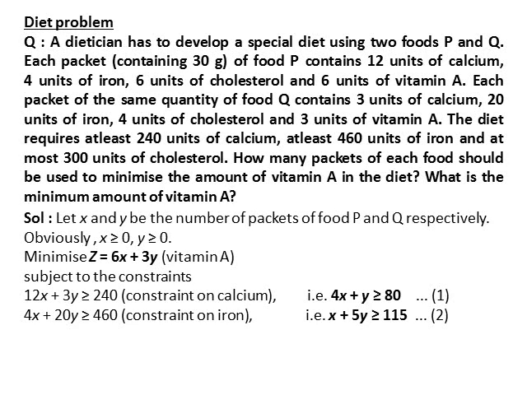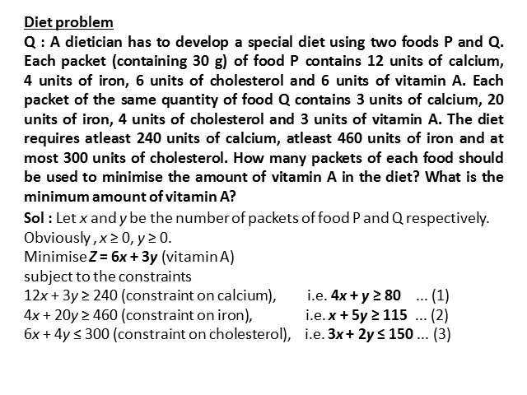Also, the special diet must contain minimum 460 units of iron. So 4x plus 20y should be greater than or equal to 460. Divide both sides by 4. We get x plus 5y greater than or equal to 115.